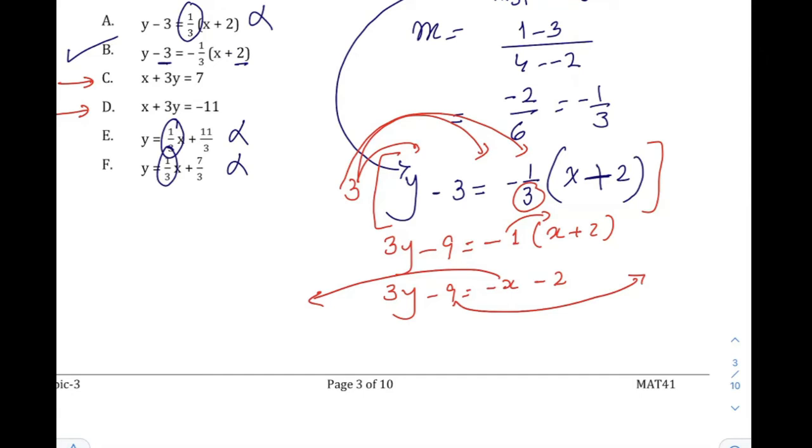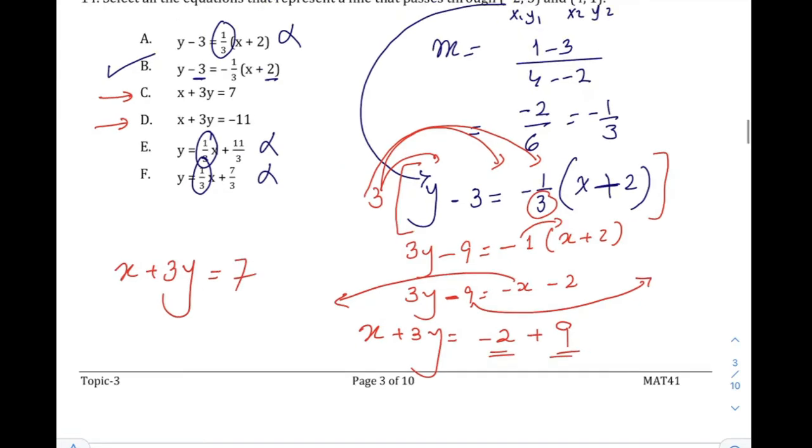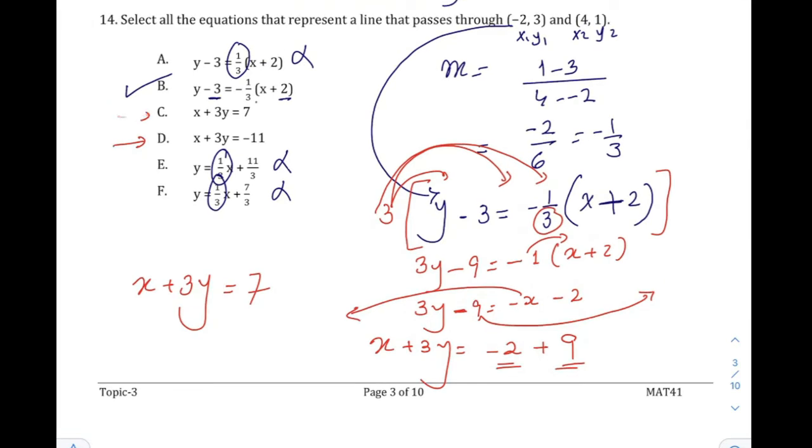Let's rearrange. So I have x plus 3y equals negative 2 plus 9, because this was negative 9 and goes to positive 9. So it becomes x plus 3y equals minus 2 plus 9 is positive 7. And that means our answer is C as well. So we have B, C are the correct answers only. Other than that, everything is wrong.